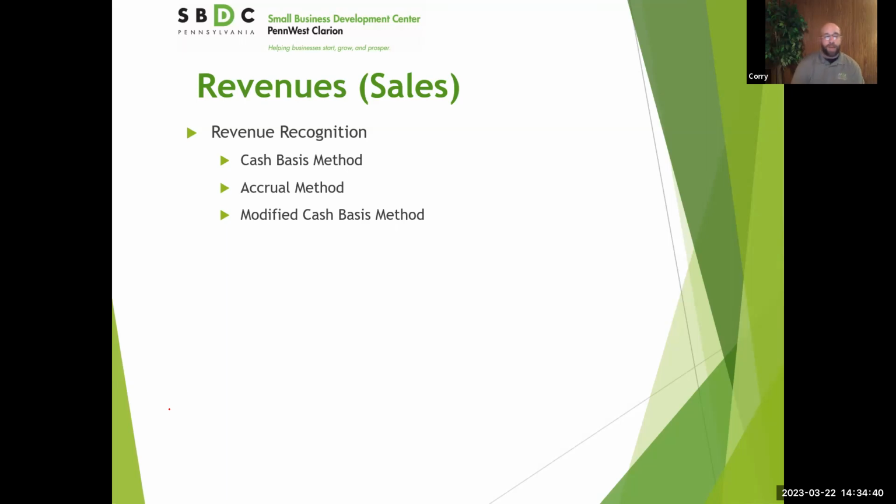Under modified cash-based accounting, revenue operates under cash-based. So if you receive the money, then you actually get to claim it as income at that time, not when you earned it, just when you received the money.